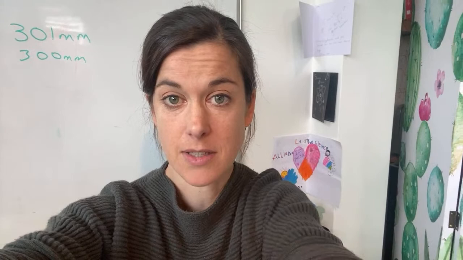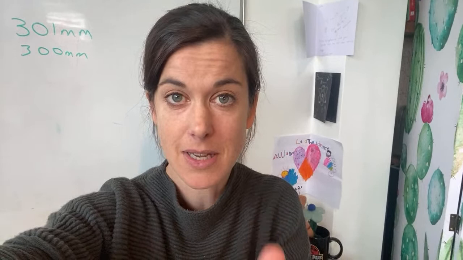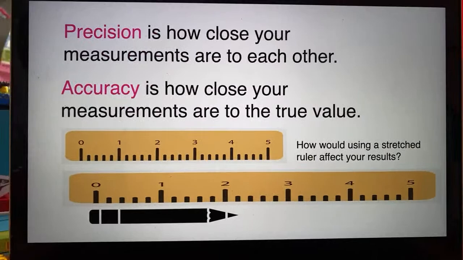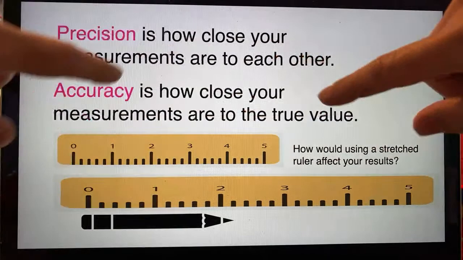Well done if you said that the precision wouldn't actually be affected. So if you're good at measuring things and you measure it the same way each time, your results shouldn't change, should they? So the ruler is saying, let's say about 2 centimetres. You'll get about 2 centimetres every single time. So precision is the same, but the accuracy is going to be way off because the real measurement looks like it's more like 4 centimetres. So you're really far away from the true value because your ruler is wrong.